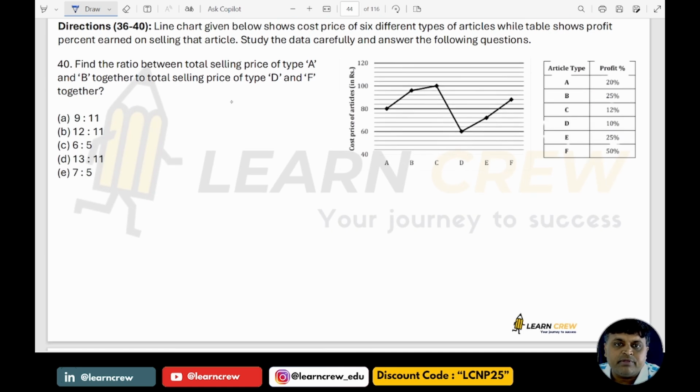Now next, find the ratio between the total selling price of type A and B together to the total selling price of D and F together. A and B: 120% of 80 is 96, plus 125% of 96 is 120. D plus F means 110% of 60, 66, and 150% of 88, 132. If you add these two, it is 216 is to 198. The ratio is 12 is to 11.